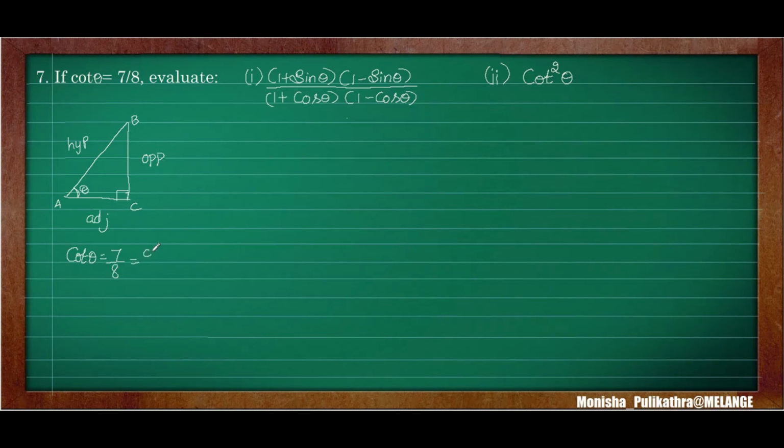So cot theta is adjacent by opposite, so 7 by 8 here. We can apply Pythagoras theorem in order to find the other missing side.